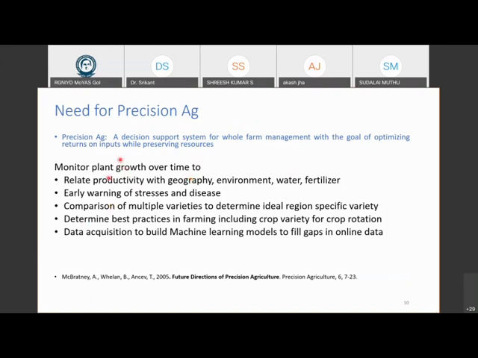Then precision agriculture can give you early warnings of whether there are some stresses, like due to water or some lack of nutrition, or if there are effects of disease. Then comparing multiple varieties to determine the ideal region specific variety, determining the best practices in farming, including crop rotation, and then data acquisition to build machine learning models to fill these kinds of gaps.